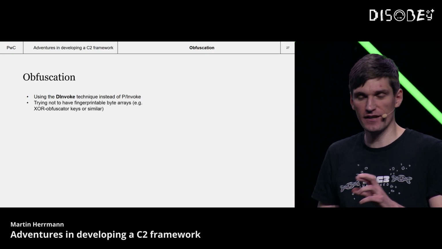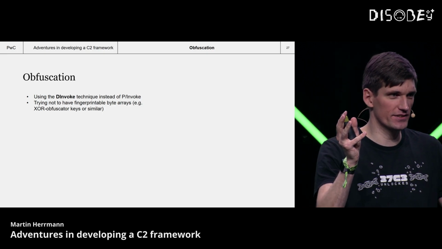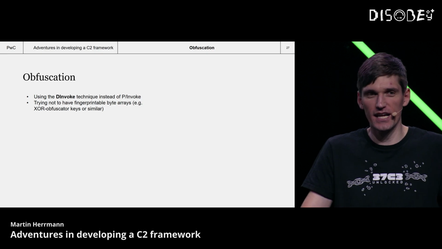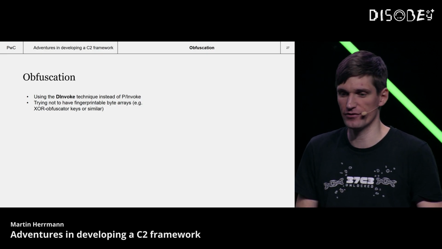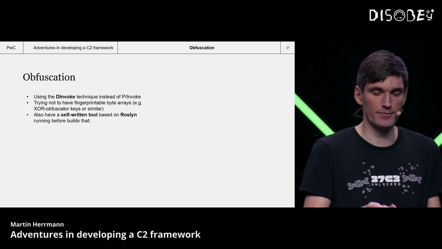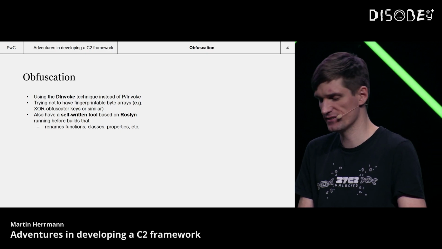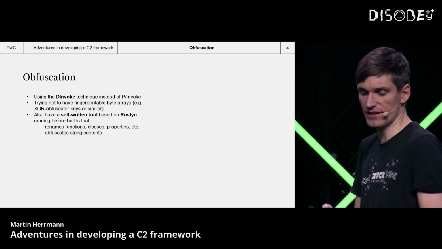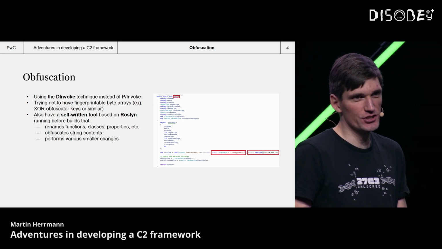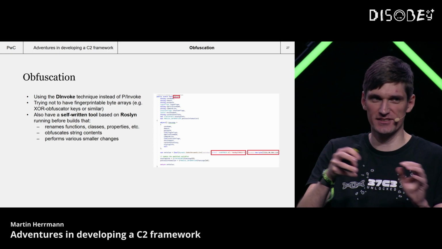We're also trying to not have large byte arrays that are fingerprintable in there, because you can imagine if you have a 16-byte string that's always the same and nowhere else, that's going to be a very easy detection to write for a security engineer. So we try to avoid those as well. We also have a self-written tool based on Roslyn that runs before builds and renames functions, classes, properties, obfuscates string contents, and does various other changes. Because C# code is similar to Java: if you ever decompiled it, you get quite a bit of function names and class names back.